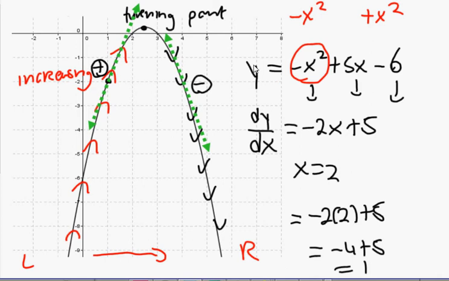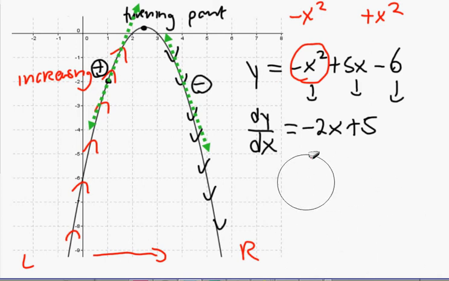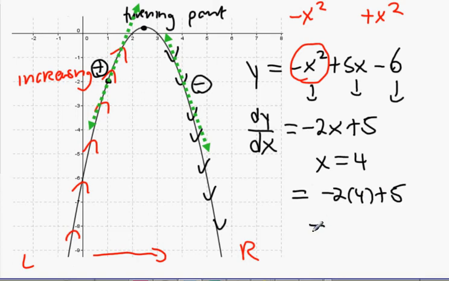Now, what happens if we replace it with x equals 4? Can anybody tell me? X equals 4. It's going to be a negative slope because it's going to be minus 2 times 4 plus 5. And what that's going to get me is minus 3. And that explains the slope going downwards. Okay? So, in a nutshell, that's what differentiation is, okay?